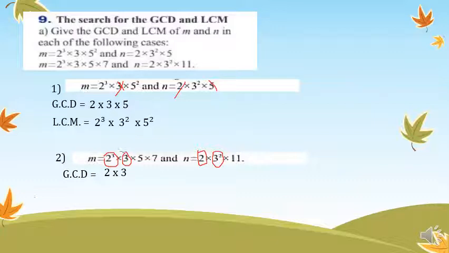Okay, now the LCM. We cross 3 and we cross 2. So the LCM is the remaining numbers, which are 2 cubed, 5, 7, 3 squared, and 11. All the remaining numbers. Let's continue.